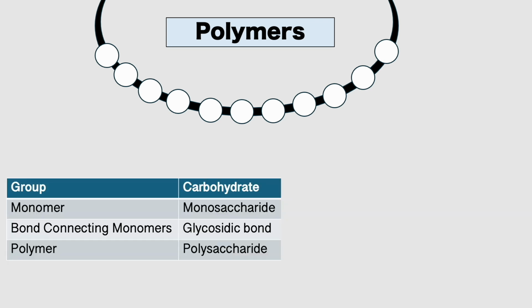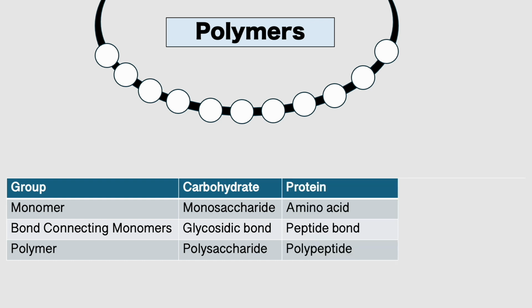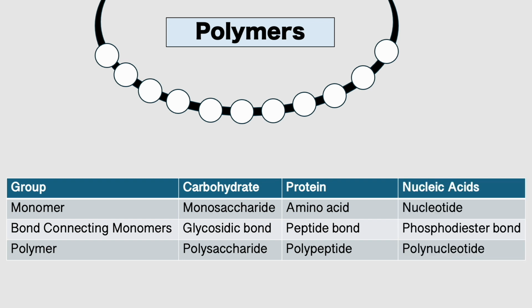So for carbohydrates, the monomer is a monosaccharide, the bonds between the monomers are glycosidic bonds, and the polymer made up is a polysaccharide. For proteins, the monomer is an amino acid, the bonds between the monomers are peptide bonds, and the polymer made up is a polypeptide chain. And for nucleic acids, the monomer is a nucleotide, the bonds between the monomers are phosphodiester bonds, and the polymer made up is a polynucleotide.